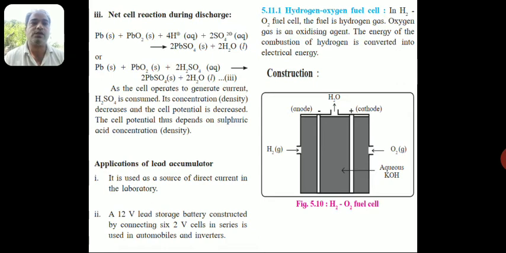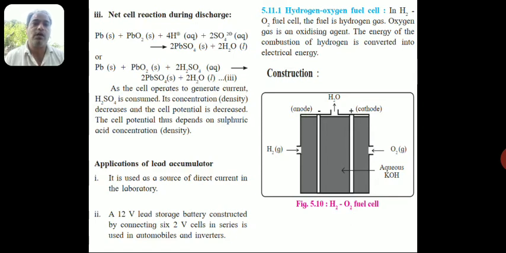As we use the cell or operate the cell, its density goes on decreasing because H2SO4 is consumed. I think its density is 1.2. Sulfuric acid's density is 1.2. So next is applications of the lead accumulator. It is used as a source of direct current in the laboratory. So we can use it in the laboratory as direct current to run experiments in physics labs as well as in chemistry labs or in any labs. We are using this cell as a cell for laboratory purposes.